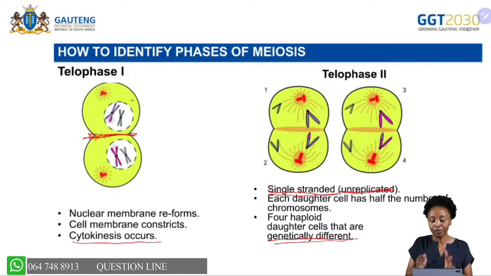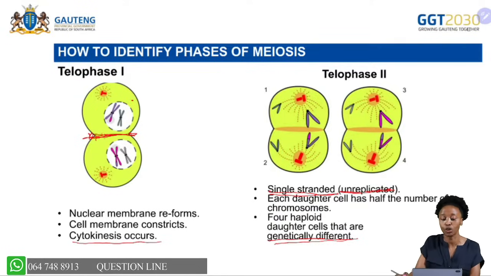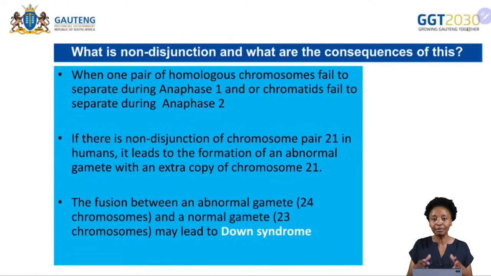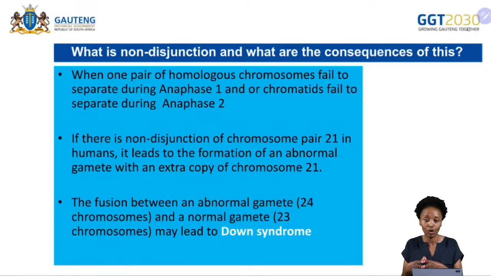And this genetic difference has been contributed to by crossing over in prophase 1 and random arrangement in metaphase 1 and metaphase 2. Then non-disjunction, mentioned during anaphase. We said this happens when the homologous chromosomes fail to separate. So when the homologous chromosomes fail to separate, it means they move as a pair towards the pole, and then we might end up with a cell that has an extra chromosome, or we might end up with a new cell that does not have chromosomes.